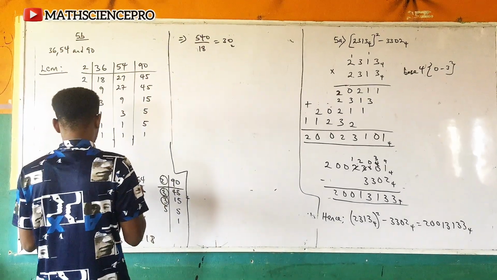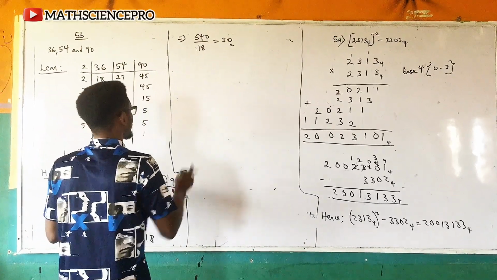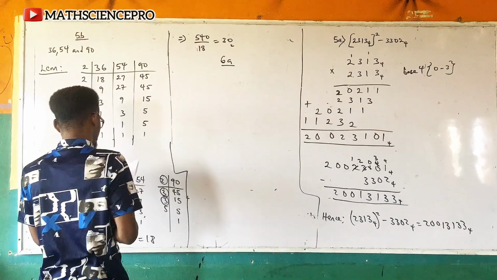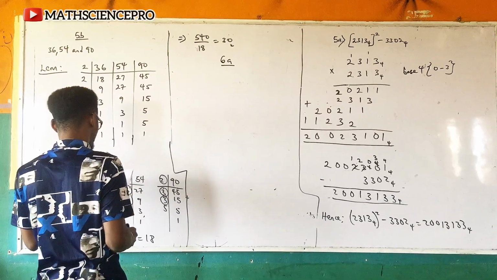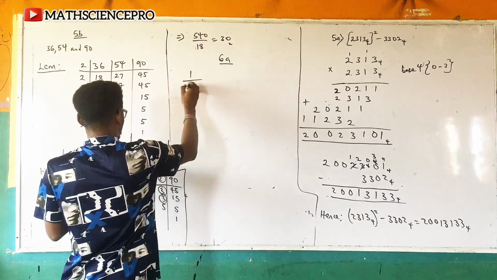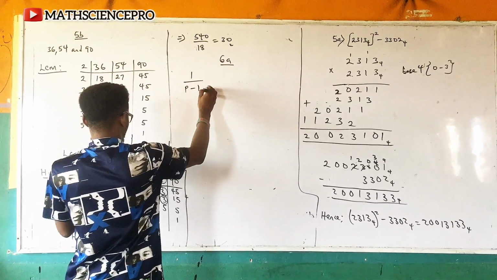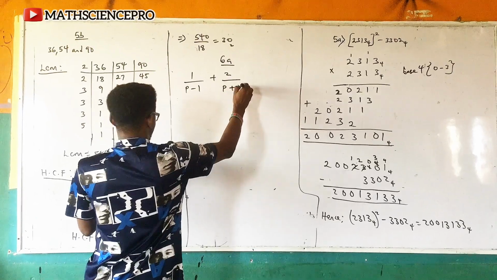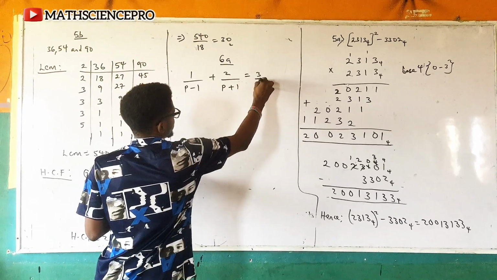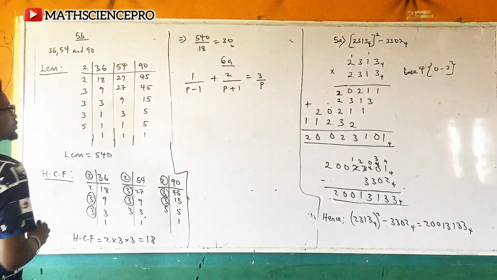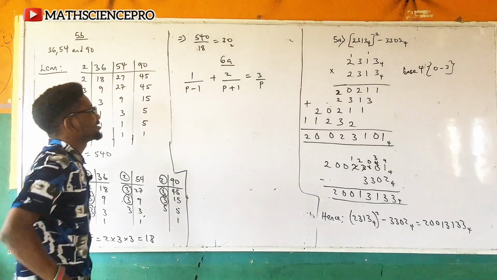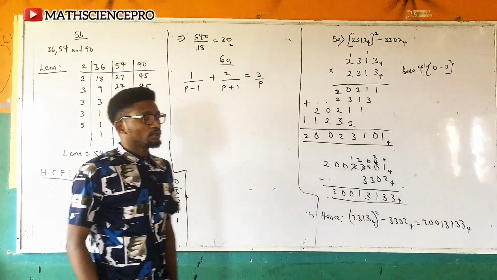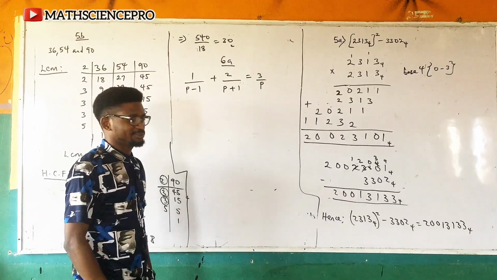Okay, let's go down to other questions. We still have more questions. All right, 6A quickly. 6A says solve for the value of P in the equation. The equation is 1 over P minus 1 plus 2 over P plus 1 equals 3 over P. So solve for the value of P in this equation.